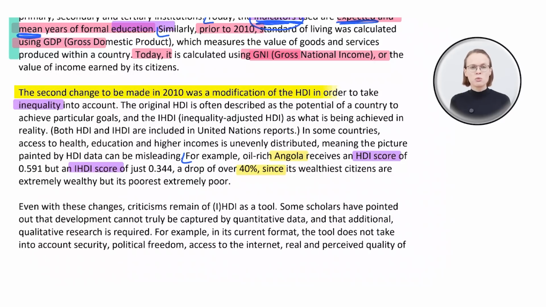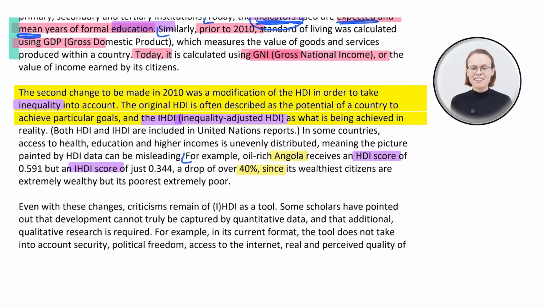The second change to be made in 2010 was a modification of the HDI in order to take inequality into account. The original HDI is often described as the potential of a country to achieve particular goals, and the IHDI as what is being achieved in reality. So here you can see that the IHDI takes inequality into account because it's the inequality adjusted HDI.